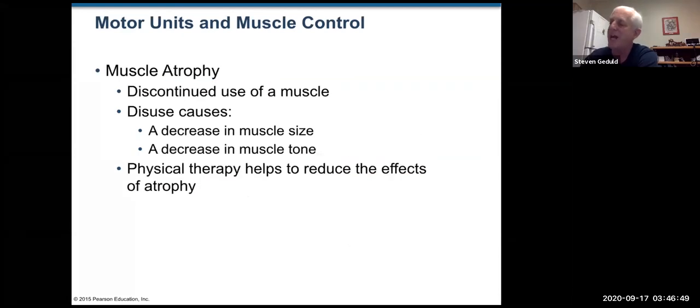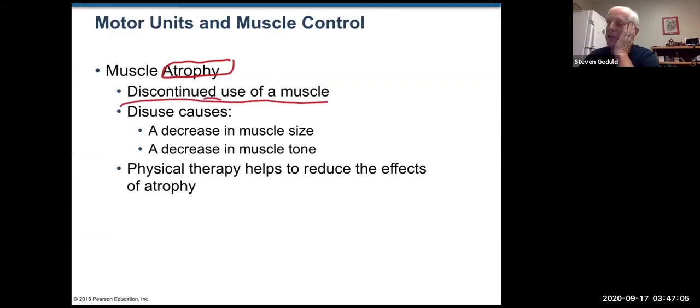Muscle atrophy. Atrophy is the exact opposite of hypertrophy. Okay, you know the expression, if you don't use it, you lose it? That's atrophy. Okay, it's a discontinued use of a muscle. It causes a decrease in muscle size and a decrease in muscle tone.